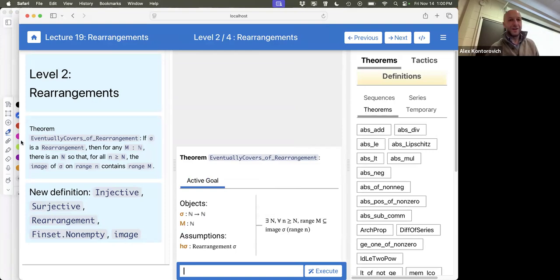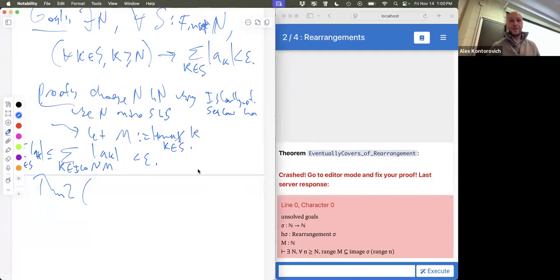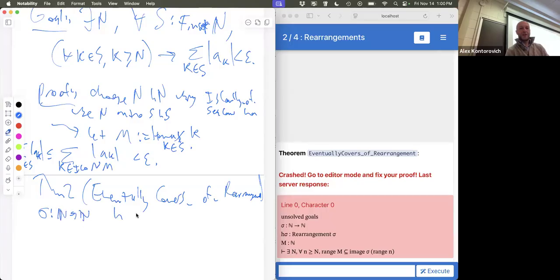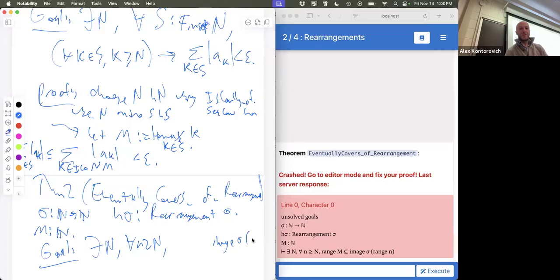Okay, so let's write that down. This is called eventually covers of rearrangement. And we're given sigma. We're given h sigma that it is a rearrangement. And we're given a natural number m. And our goal is to show that there exists some N so that as long as you take at least that many elements, the image of sigma on range n will contain range m.